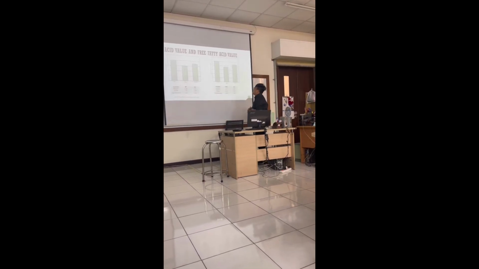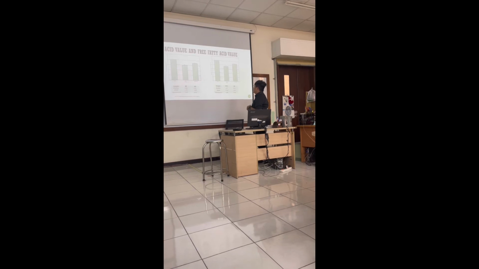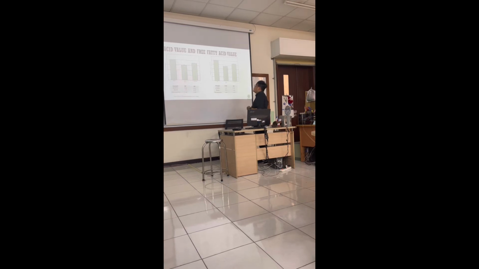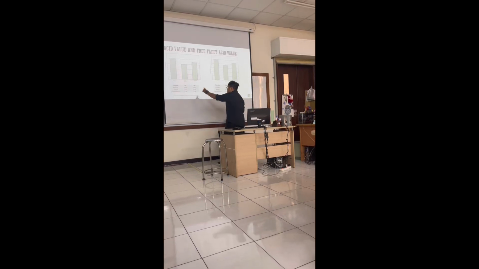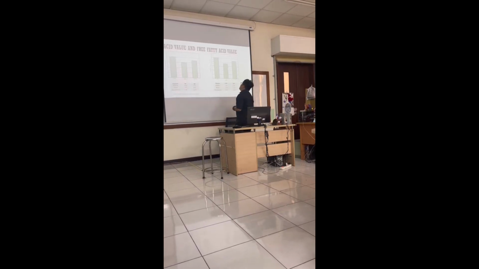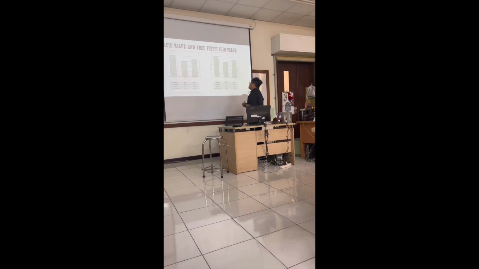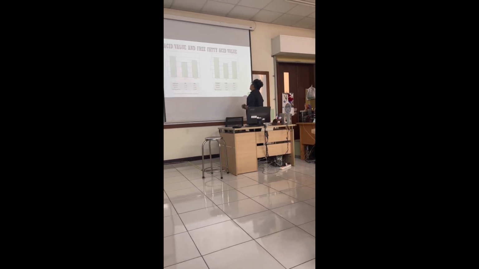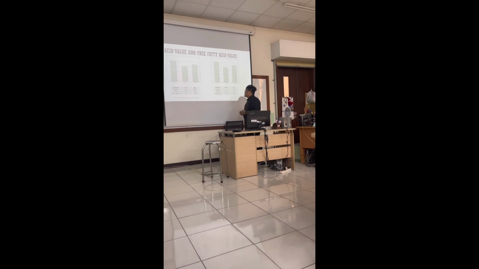Next, this is the acid value and free fatty acid value. The acid value I got by titration with KOH. I got this value, and you can see the acid value of the Soxhlet is the highest, the plank is the lowest, and the optimization is quite a bit higher than the plank.